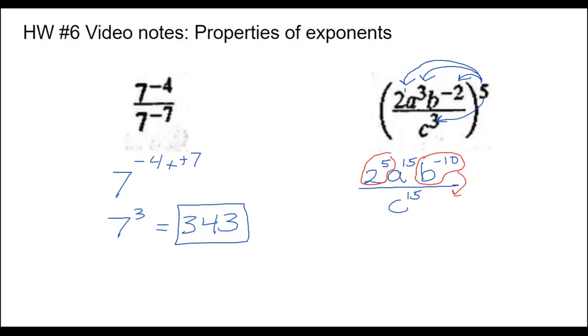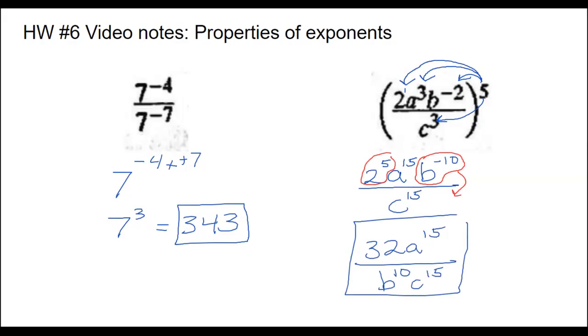So let's rewrite our final answer. 2 to the 5th power is 32. A to the 15th, all over B to the positive 10th now, and C to the 15th. And we've got our final answer for this one. Okay, let's take a look at the next two.